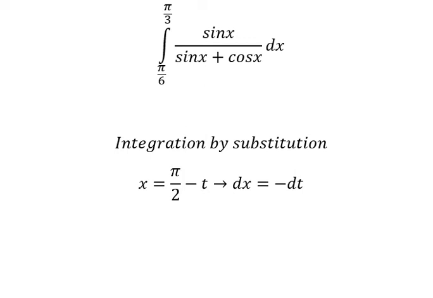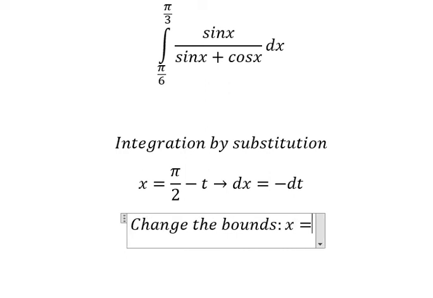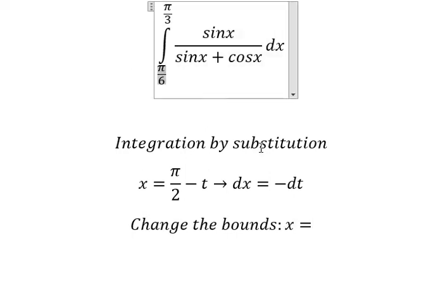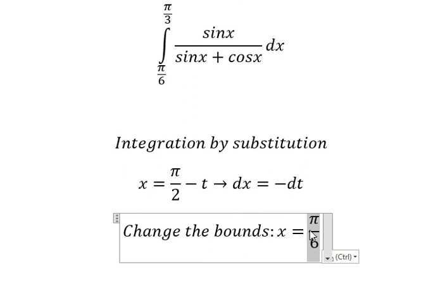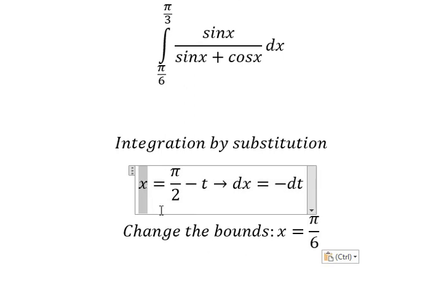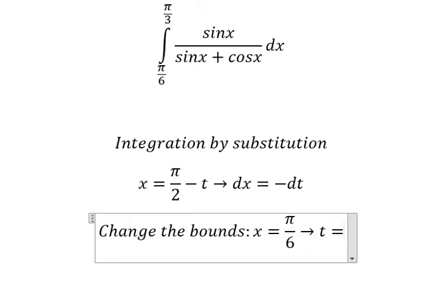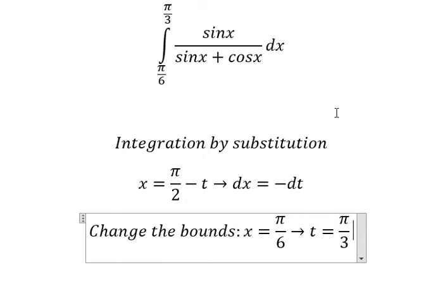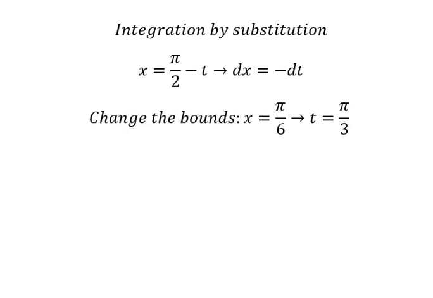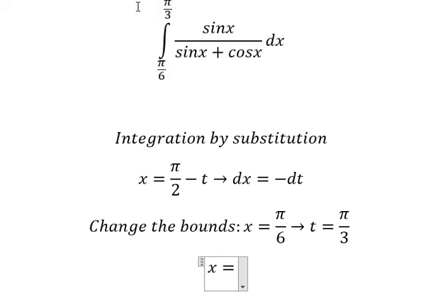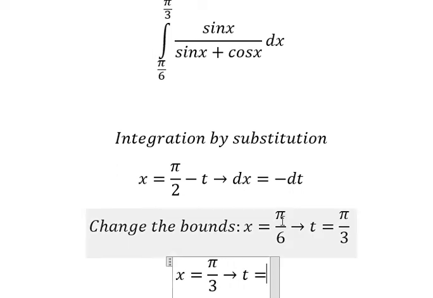Next we need to change the bounds. When s equals b over 6, I will put b over 6 in here to find the value of t. So t equals b over 3. When s equals b over 3, that is from here, so t equals b over 6.